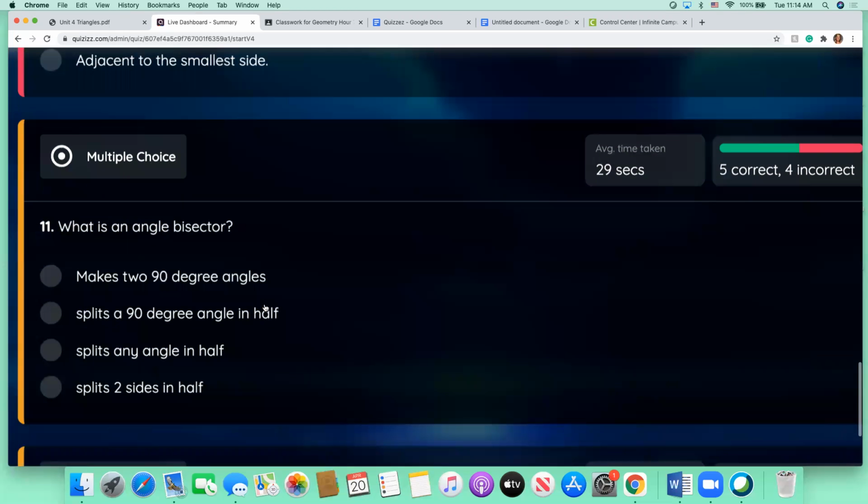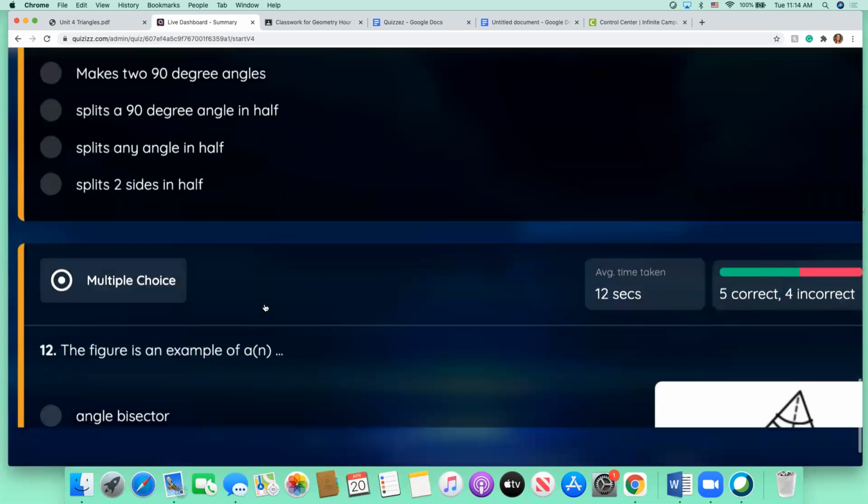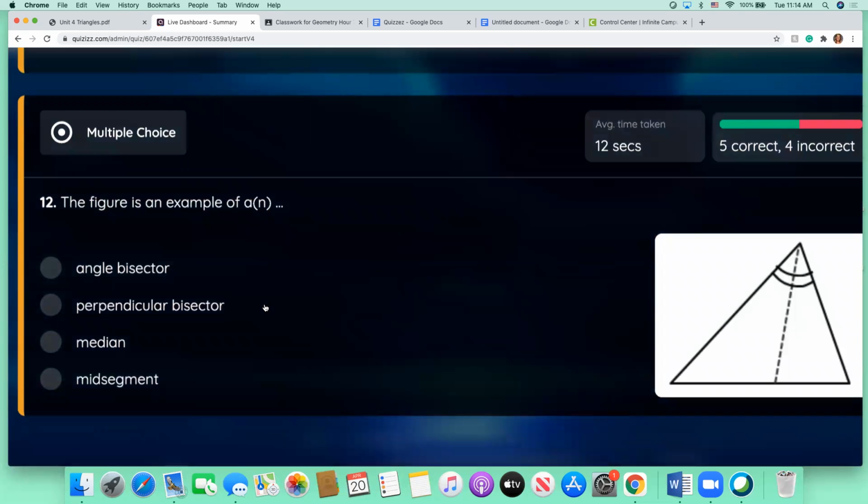This is an old question. What is an angle bisector? An angle bisector splits any angle in half. And this picture is an example of an angle bisector, which is being cut in half.